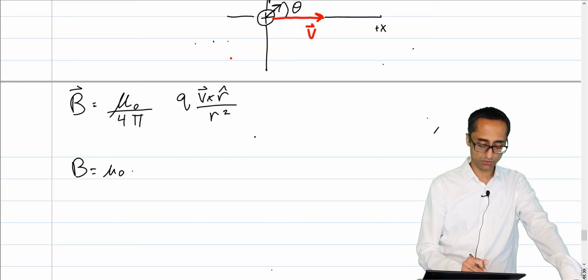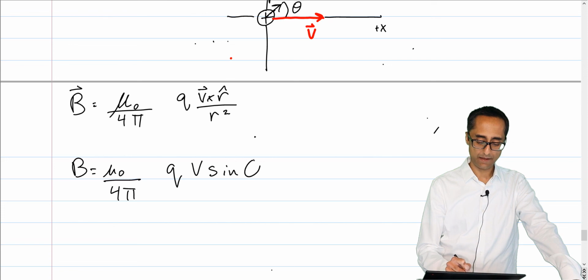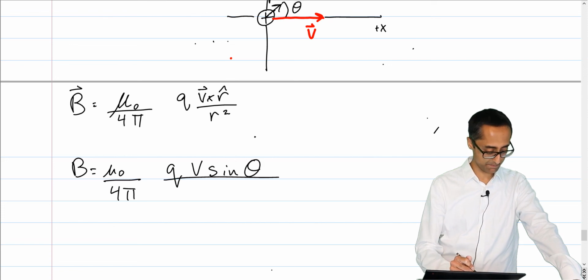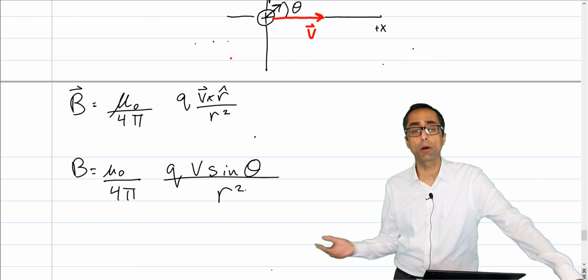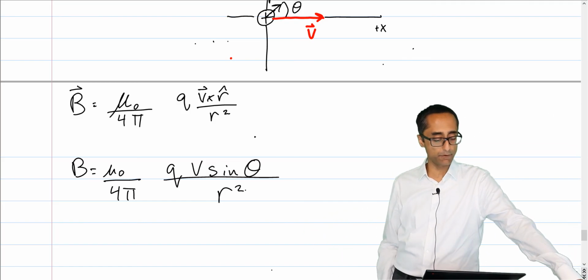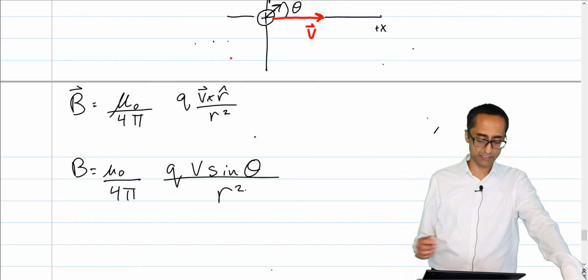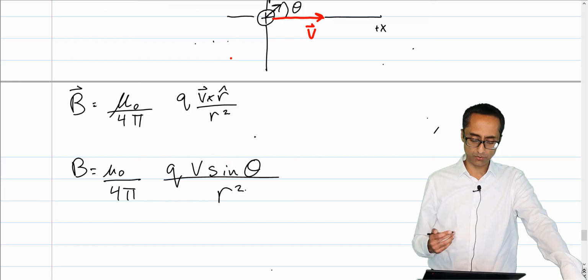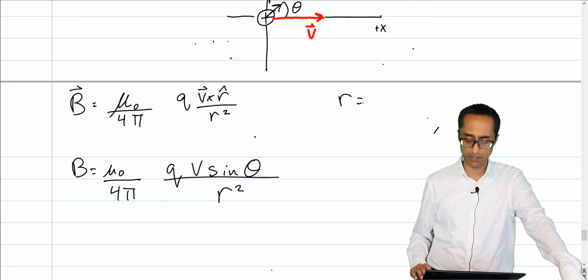Just to get the magnitude, we have mu naught over 4 pi QV sine of theta, all divided by r squared. Okay, no algebra necessary for this problem. We're looking for B. We have our equation in terms of B. Let's make sure we have all of the various details. We have mu naught and q as given. R is less known. So what is r in this problem?